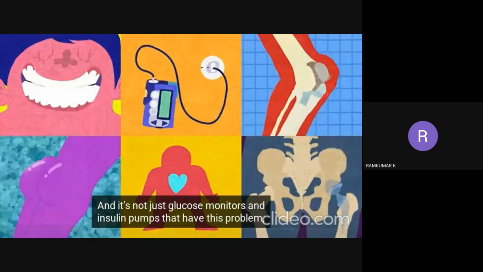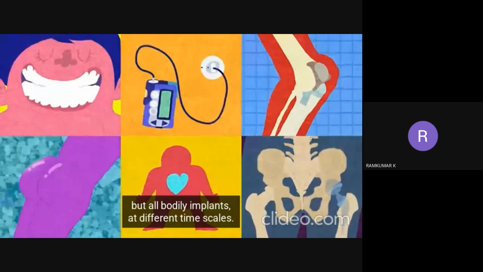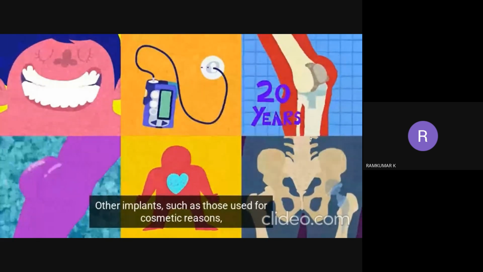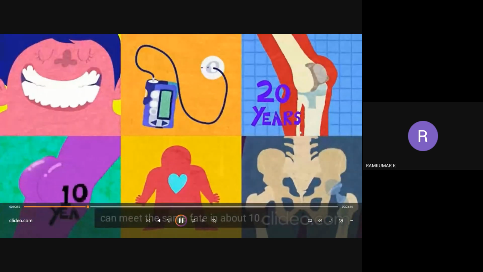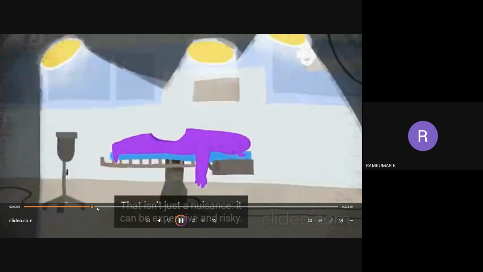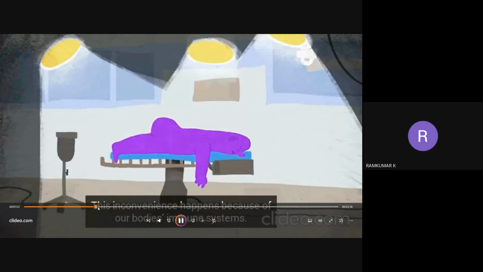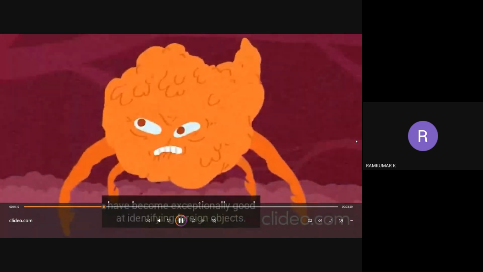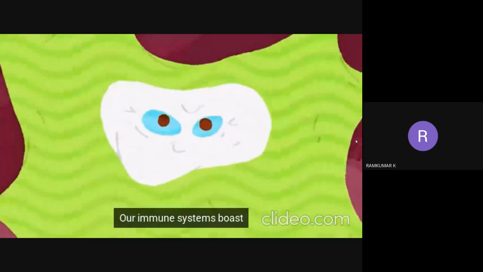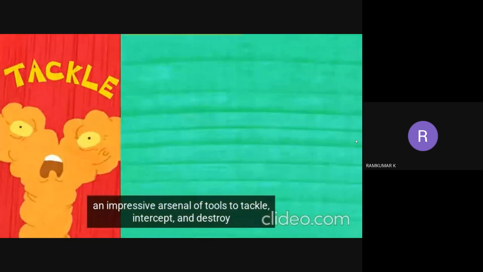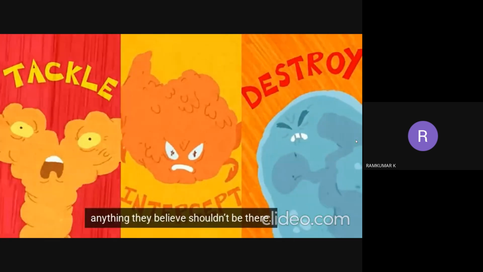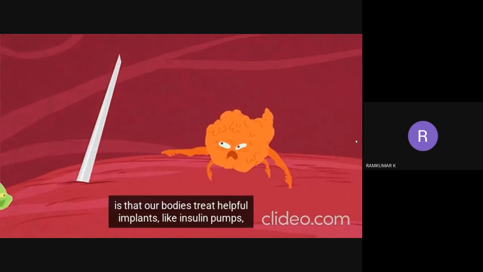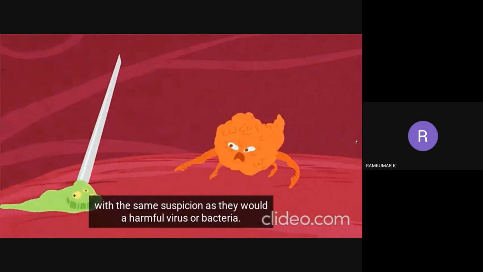During certain days we have to move the needle inside the body. This is because of the immune system. There are various parts. So these are the immune systems. Here you can see the macrophages and neutrophils. These will try to destroy external objects. So suppose a needle is injected inside our body, it will think it is a virus or a bacteria. In the same way, it will think.